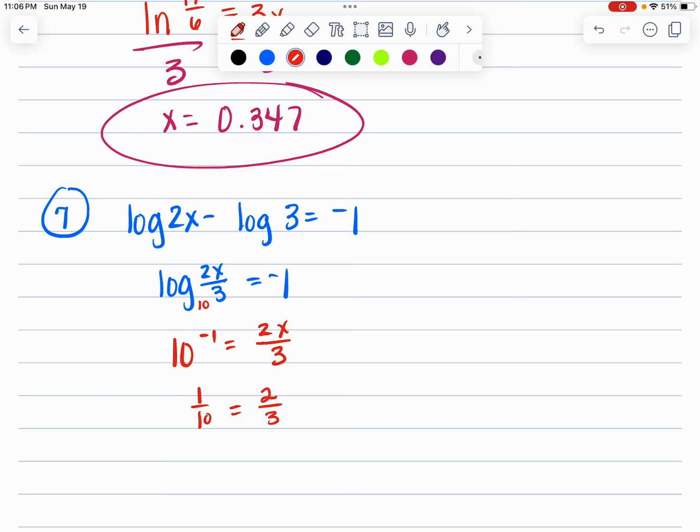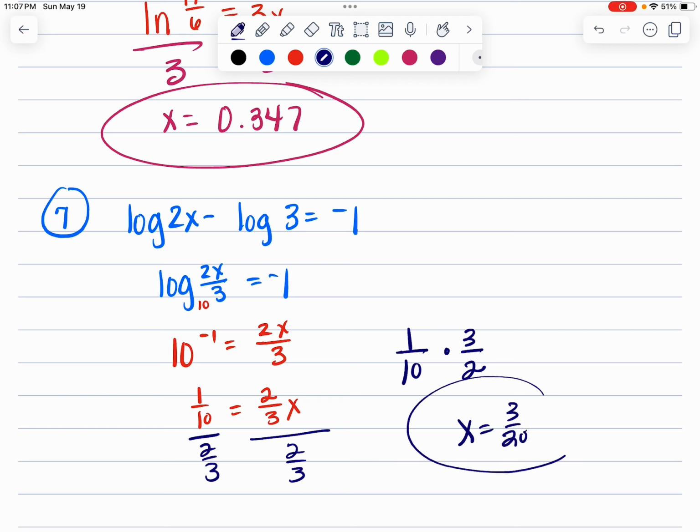So I just need to divide both sides by 2/3. Remember, whenever you divide by a fraction, you're really multiplying by its reciprocal. So that's just going to be 3 over 20. So x is 3 over 20 for number 7.